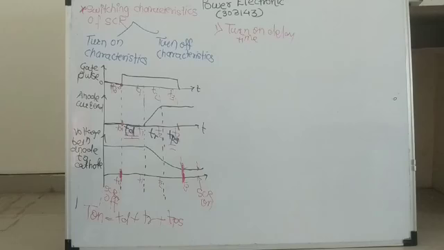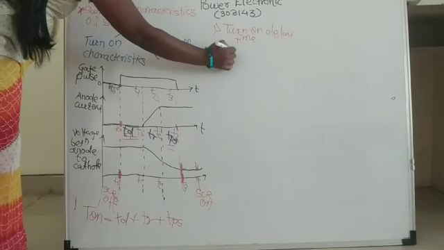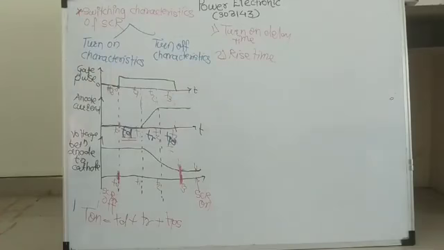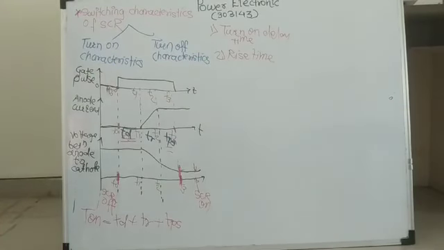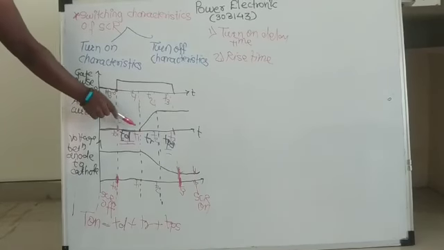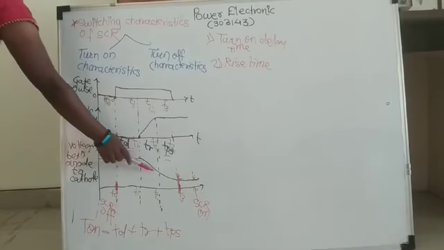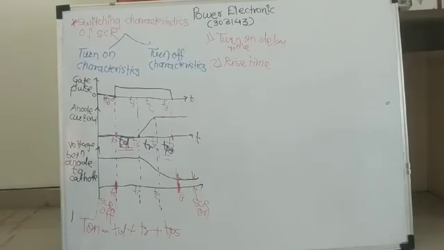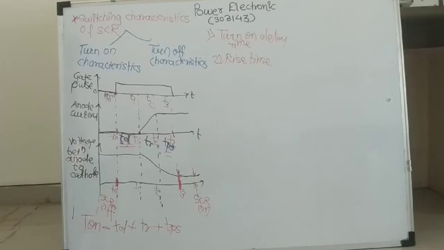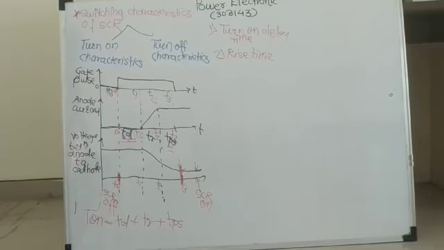Now second one is rise time. Second is rise time, and this rise time is denoted by TR. Now observe here, after this TD interval, that is the delay time interval, from this point your current starts increasing and voltage starts decreasing. This is called a rise time. In this rise time, actually your current starts increasing and voltage starts decreasing.